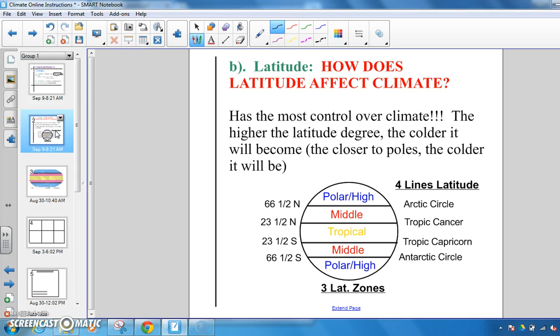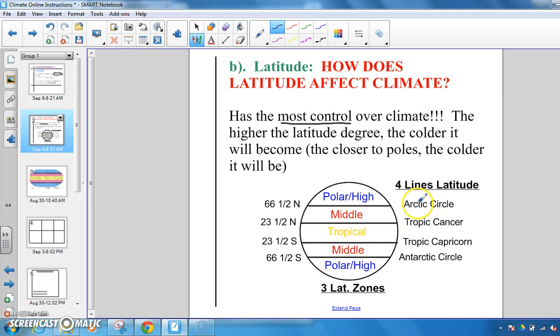Now you've got your notebook, and with that, I'd like you to flip over to the part where you took some notes on how climate is affected by latitude. Latitude has the most control over climate. The higher the latitude degrees, and we have a world map here with the equator running right through here, the higher the degrees, either going north or south, the colder it becomes. Keep that in mind as you're talking about latitude and the type of control it has, whereas the closer you get to the equator, the more moderate the temperature is.